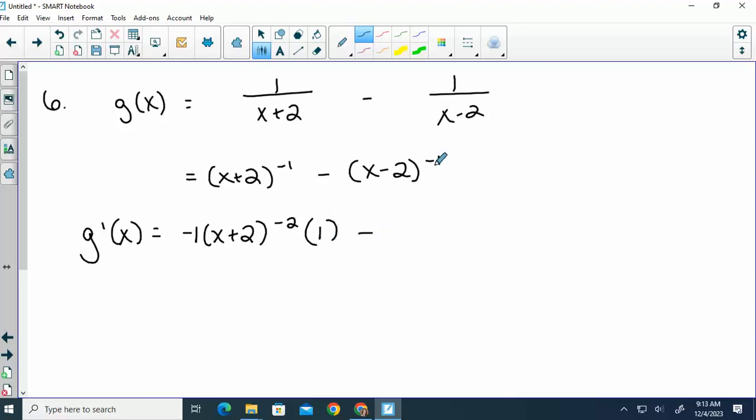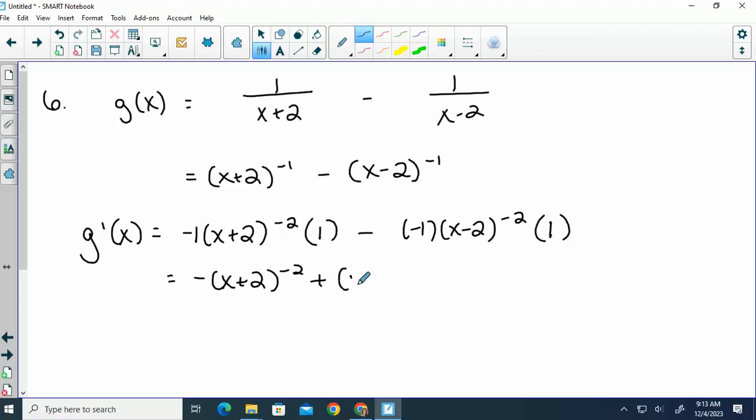Minus, we do the same thing here. Exponent comes down, inside stays the same, subtract 1 from the power, derivative of the inside, derivative of x minus 2 is 1. So we get a negative x plus 2 to the negative 2 plus x minus 2 to the negative 2.